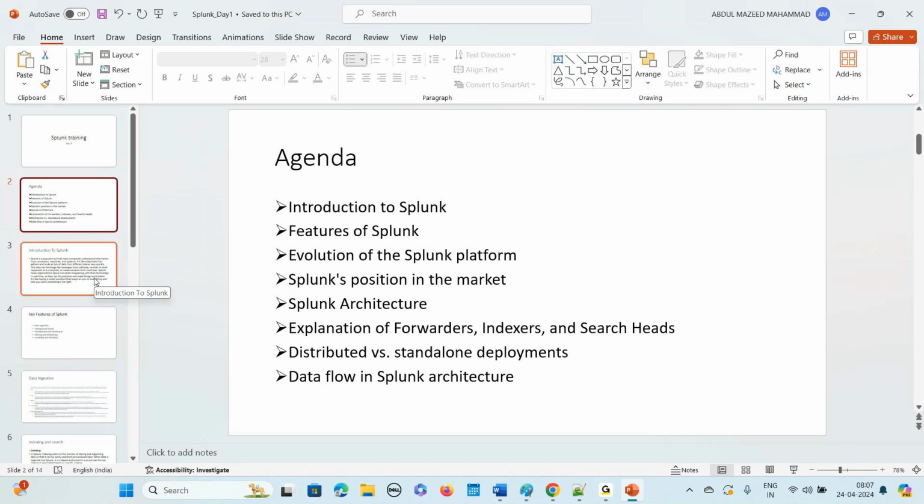Great. As part of the agenda, I won't cover this many topics on a single day. I will cover a couple of things. So, introduction of Splunk. Now I have given a good introduction on Splunk and features of Splunk. So you know, right?